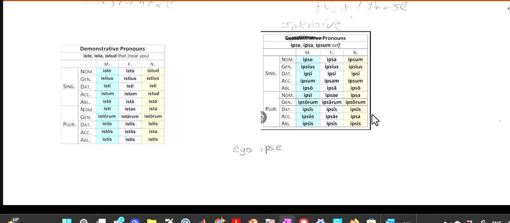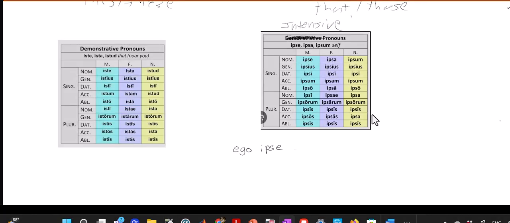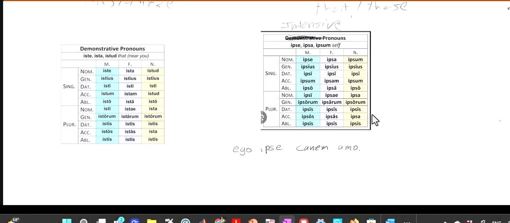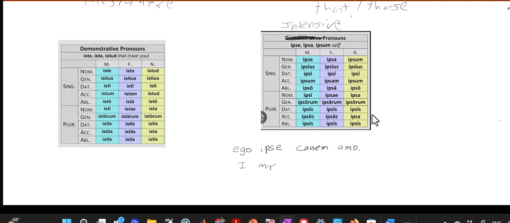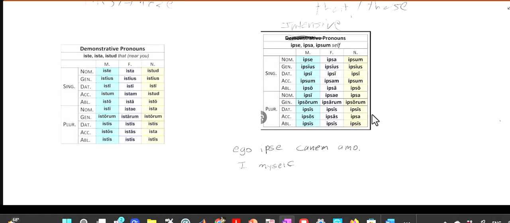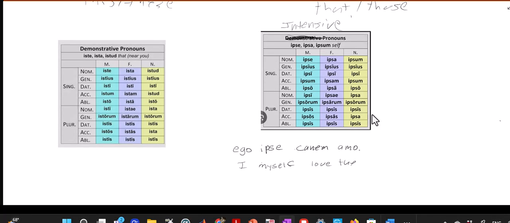I can never come up with a good sentence when I need to. I myself love the dog. I'm just intensifying me, I myself. But I could use it, it doesn't have to be myself, it could be herself. I could have, well, that'd be ego ipsa, of course. And I could have puella ipsa, the girl herself loves the dog.